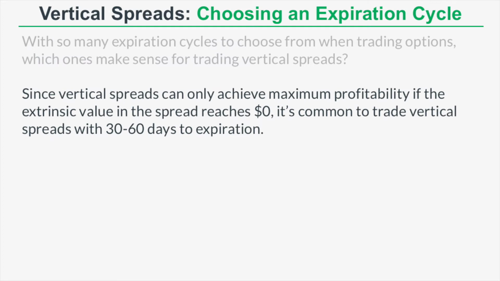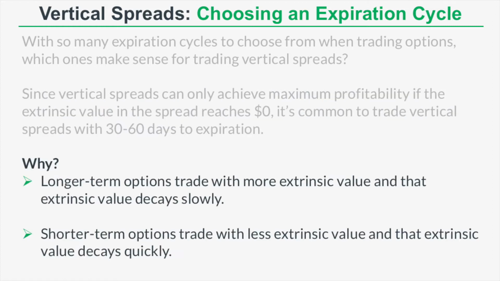Now, like many things in options trading, there's not one definite answer that rules all, but since vertical spreads can only achieve maximum profitability if the extrinsic value in the spread reaches $0, it's common to trade vertical spreads with around 30 to 60 days to expiration.